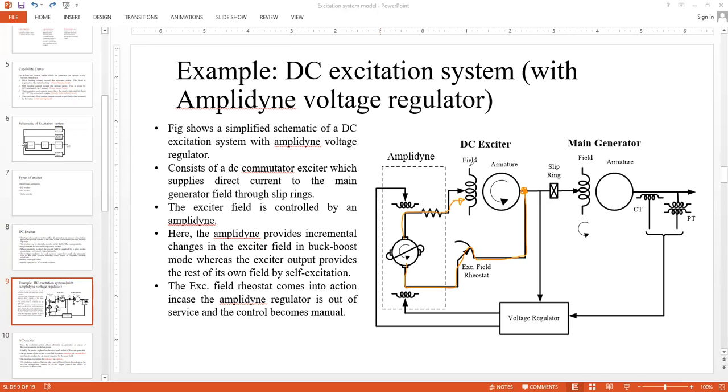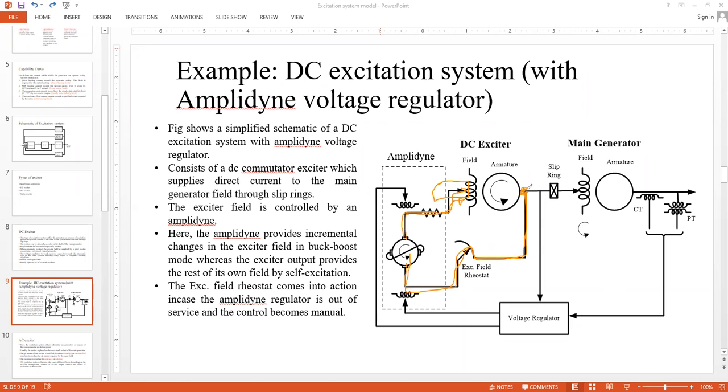In all the diagrams, you will not find the connection between them. Sometimes they are separately excited, sometimes they are self-excited. You have to follow where the power of the field circuit is actually coming from. So this is the source of the power. Through this, ultimately it is going to the field exciter.